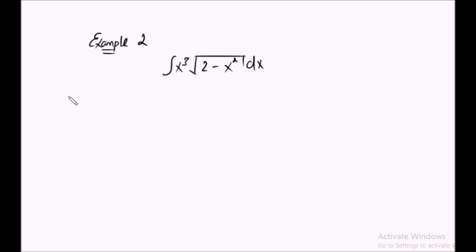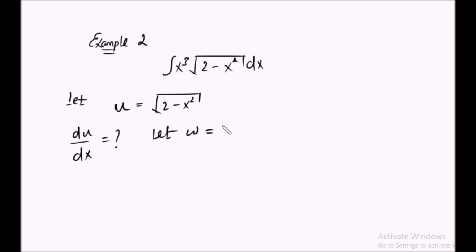So I figured kwamba let u iwe sawasawa na nani? Na huyo hapa 2 minus x squared. Okay, the square root of 2 minus x squared. So nikatafuta du dx now there. So nikatumia chain rule, okay? Let w iwe sawasawa na 2 minus x squared. Alafu pia kwa hiyo maana yake u itakuwa ni sawasawa na the square root of w kwa sababu 2 minus x squared sasa ni w, itakuwa ni hivi.